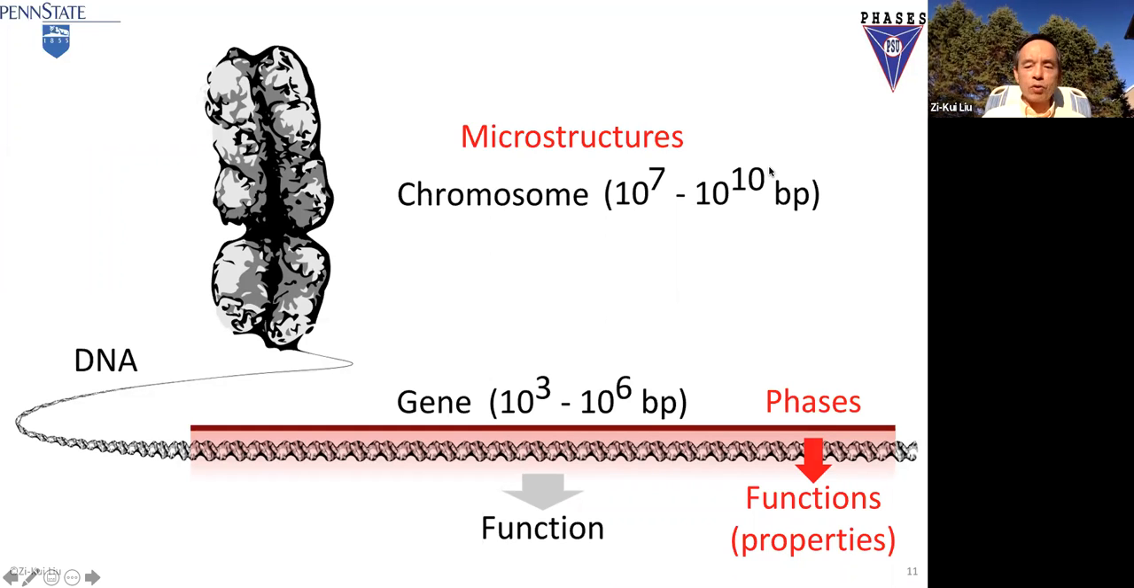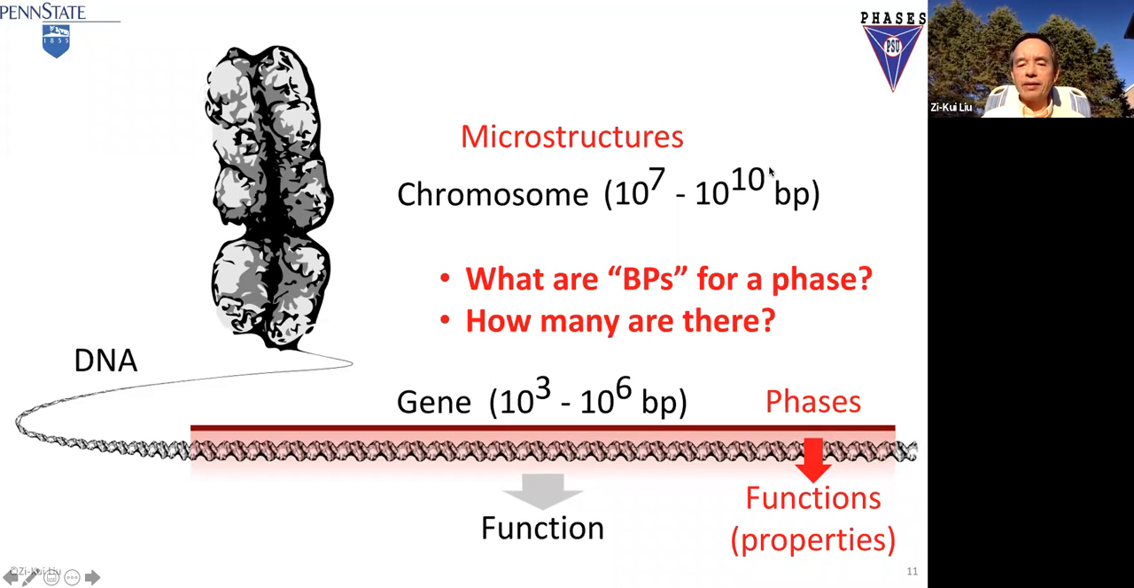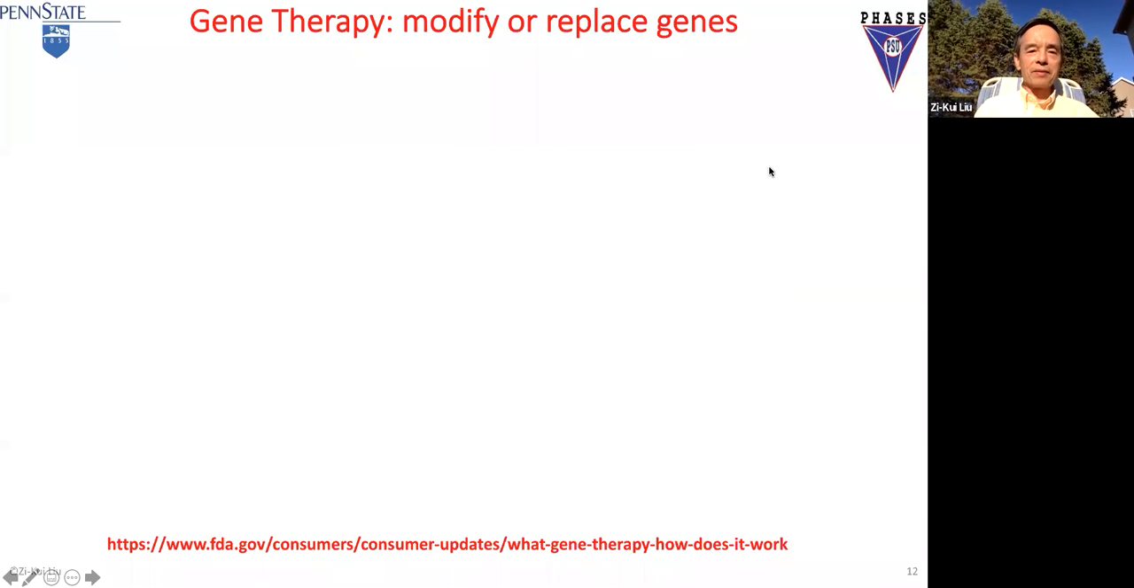Now, one of the central questions is: what are the base pairs for a phase? How many are there? Is it like 10 to the fifth? If you have 20,000 phases, then we have 3 billion pairs. That's actually a fundamental question, right? If you can really grasp this, then you can start really designing. Of course, let's see how the human genome designs things. That's called gene therapy. It modifies or replaces genes.